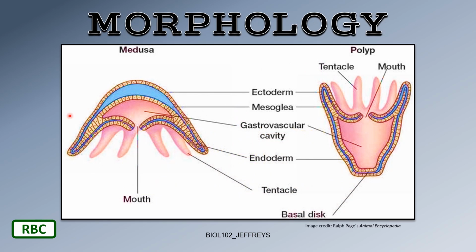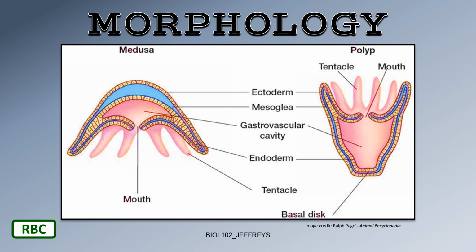Okay, morphologically, these are dimorphic animals. So there's the medusa. Now that kind of looks like a jellyfish, right? Or a sea jelly, as you know them. And so that's the medusa form. And here's the polyp form. The basal disc here is fixed to the substrate. The gastrovascular cavity: they don't have a stomach, they don't have a digestive system as such. There's the cavity.